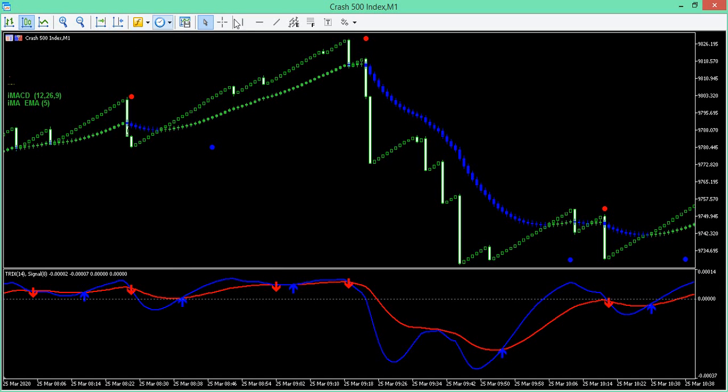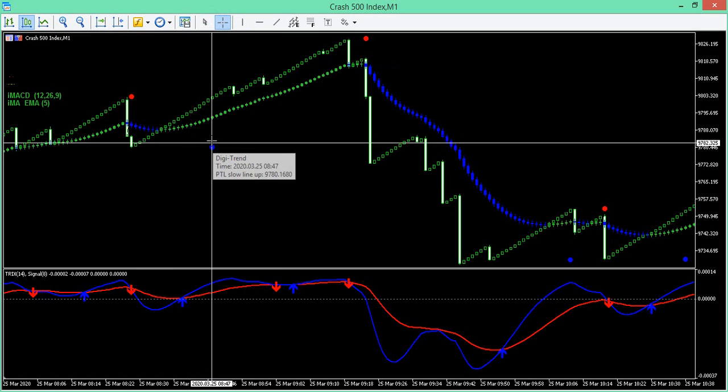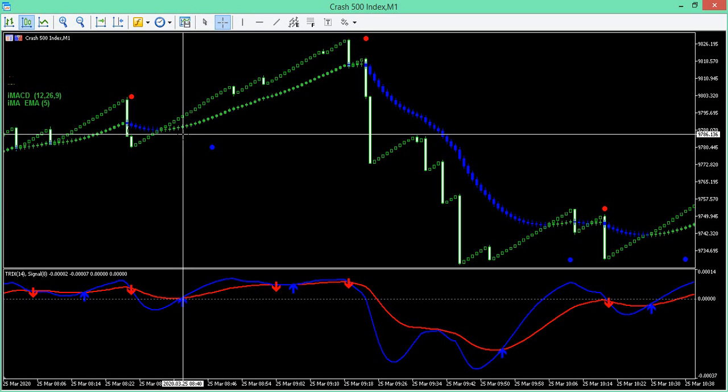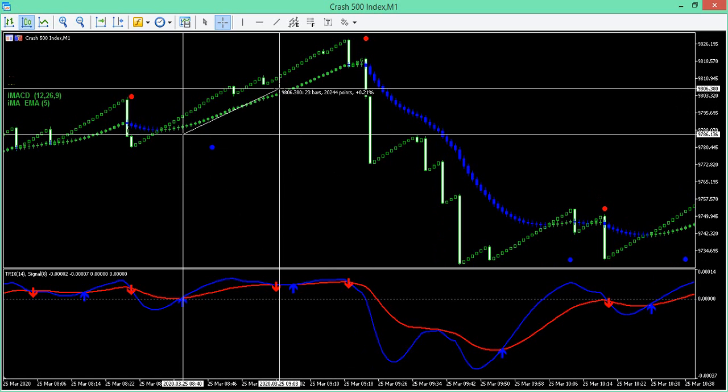So this is the blue here. Let me point it out again. You can see the blue comes out here, then the red comes out here. This is where it came out. That's about how many minutes? That's about 23 bars already, a 23 minute trade.